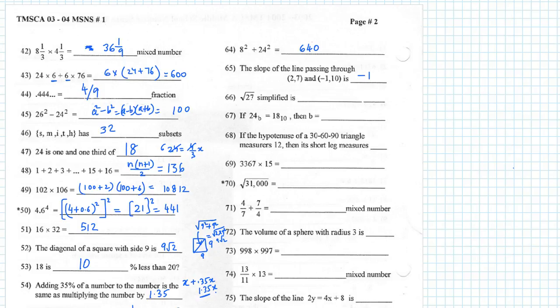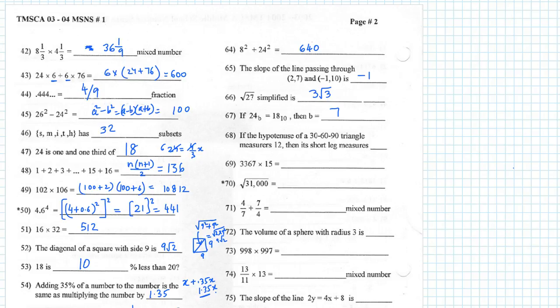Question 66, square root of 27 simplified is how much? So 27 is 9 times 3, and if we take the square root of that, we will get 3 square root 3. Question 67, if 24 base b is 18 base 10, then b is how much? So that means 2b plus 4, so if I multiply 2 with b, so that will be 2b plus 4 is equal to 18. So subtract 4 from both sides, I get 2b is equal to 14, so b should be equal to 7. So let's quickly test it. So 7 times 2 is 14, 14 plus 4 is 18, so 7 is the right answer.